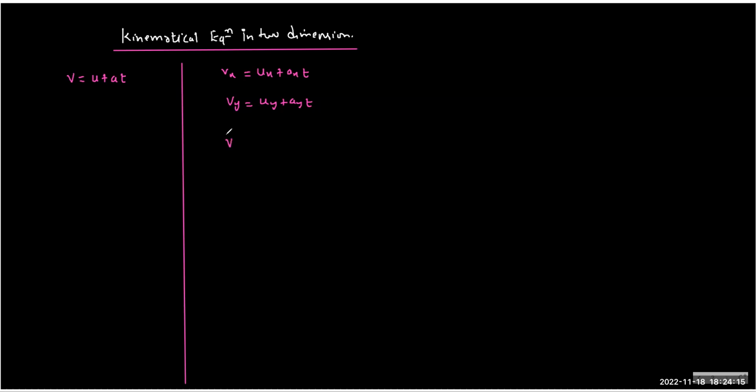So how to write the V vector, because it's two dimension? How can we combine these two components to get back our V vector? Tell me, guys. Under root Vx square plus Vy square. If Vx is this much, Vy is this much, then what should be the V vector? Acha, Vx i cap plus Vy j cap. Very good.